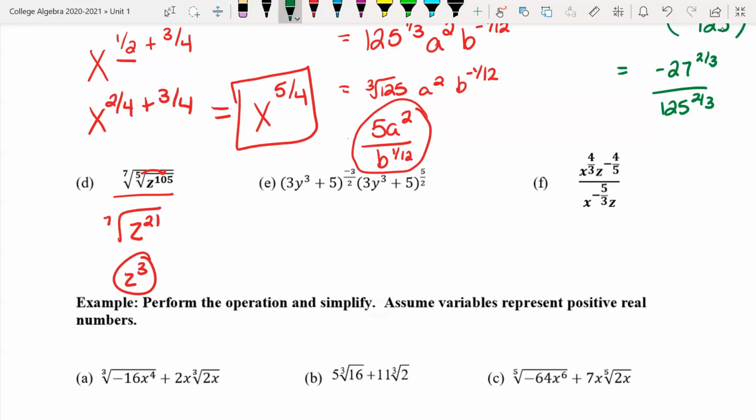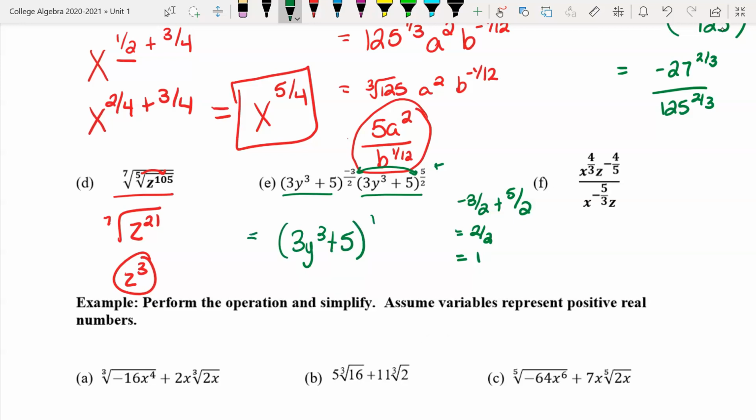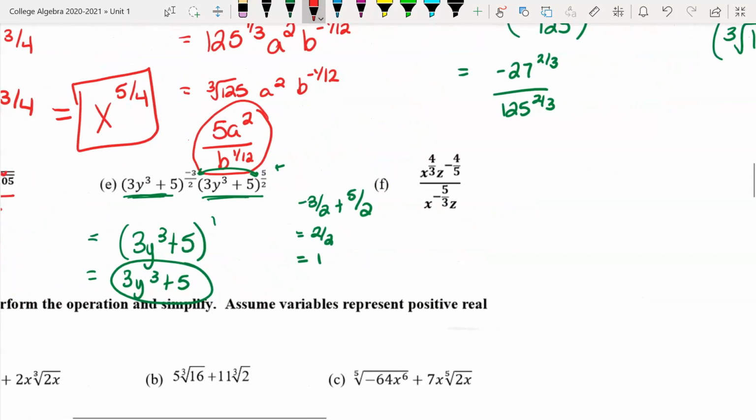Okay? This one, notice the bases are the same, so what am I going to do with the exponents? I'm going to add them. Right? So negative 3 halves plus 5 halves is going to equal 2 over 2, which is the first power. So my answer is literally just 3y to the 3rd plus 5 to the first power. You don't have to write the first power. The answer they're actually after is just 3y to the 3rd plus 5. Don't let it intimidate you because it's got fractions and everything. You still have the same base, but you're adding the exponents.